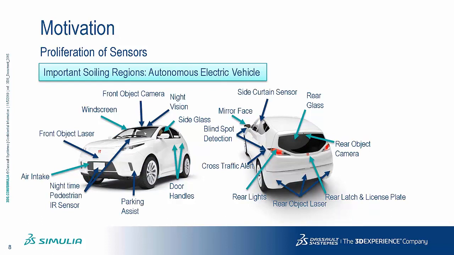So with autonomous vehicles, the number of regions on the vehicle that we're going to have to maintain and keep clean is going to get much larger. So we're going to have all these sensors all over the vehicle for things like cross traffic, for collision detection, blind spot avoidance. So all these systems, when they get dirt or water on them, especially if they're cameras, are going to be impacted and their performance degraded.